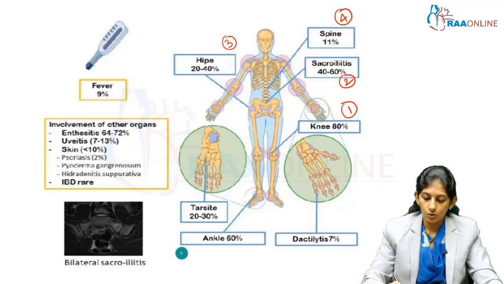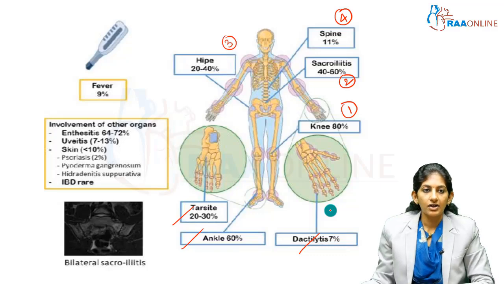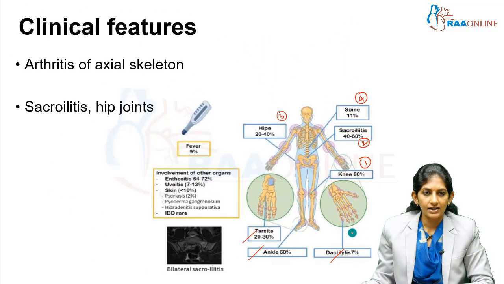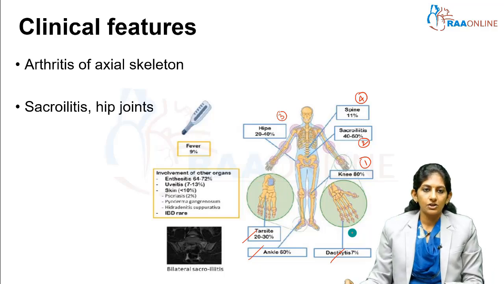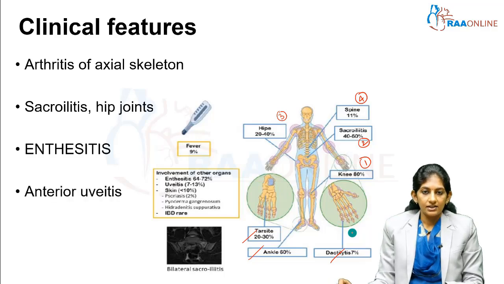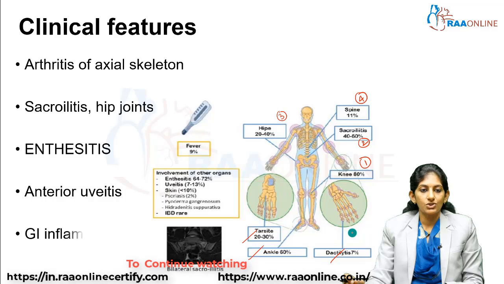Apart from that, the lower limb, ankle, tarsal, dactylitis can happen. So these are the joint involvement. So arthritis of the axial skeleton, typically spondyloarthritis will have sacroiliitis and hip joint involvement. Look for enthesitis, eye involvement, all types of JIA. Get an ophthalmological evaluation for the child, and let's see for GI inflammation. Okay, it can be an IBD associated.